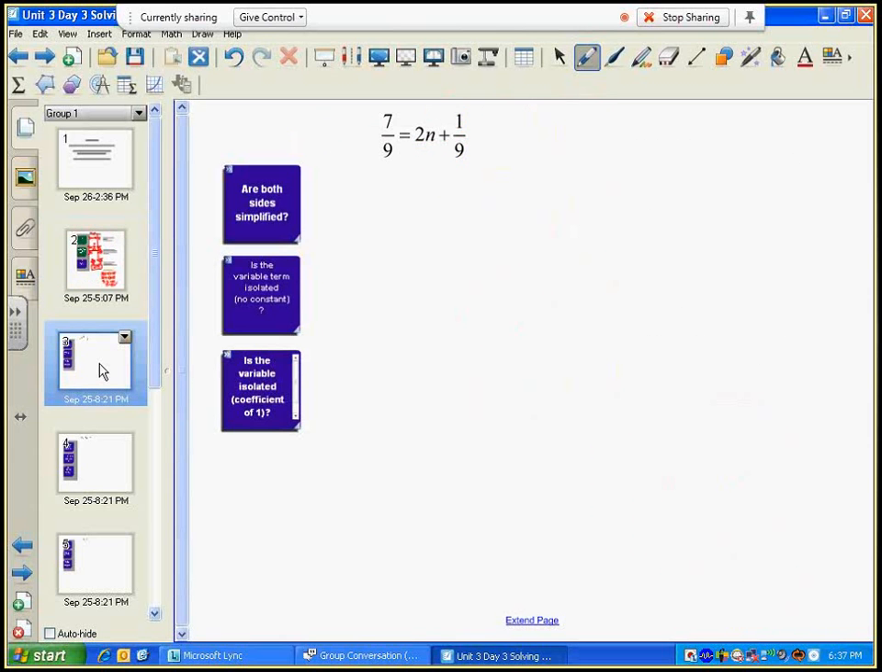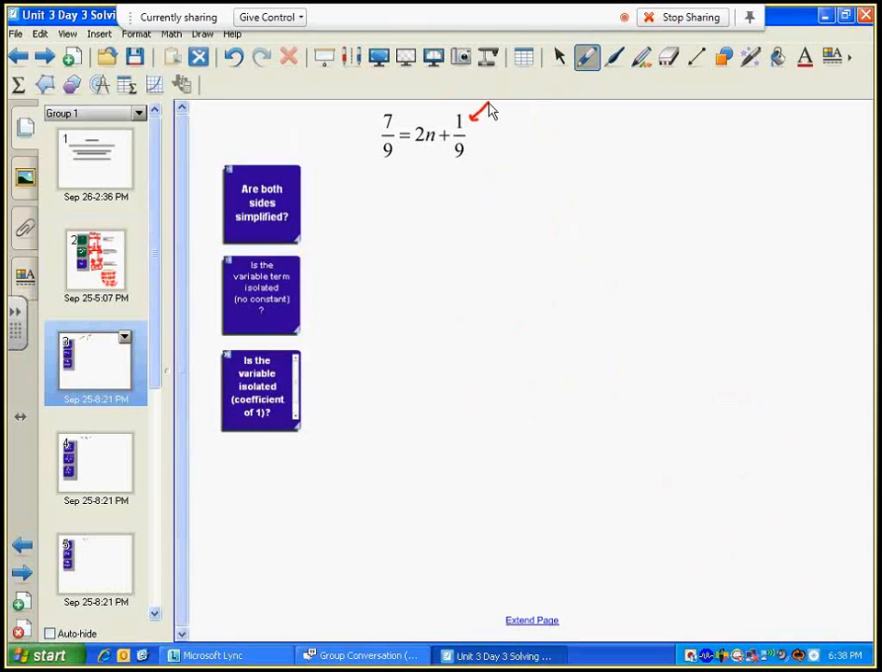Okay. Let's try the next one. I'll try to go through it a lot faster. All right. Are both sides simplified? Yes, they're both simplified. There's nothing I can do to either side. So that's good. Is the variable term isolated? Is there a constant attached to it? Oh, yeah, there's a constant over there.